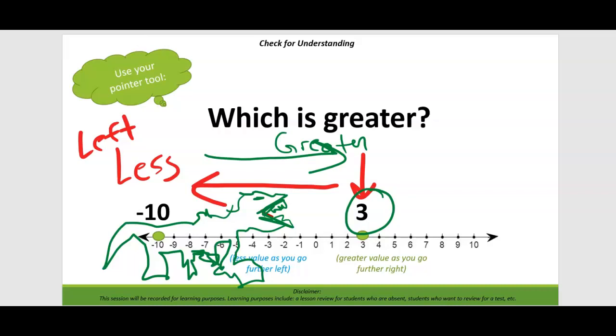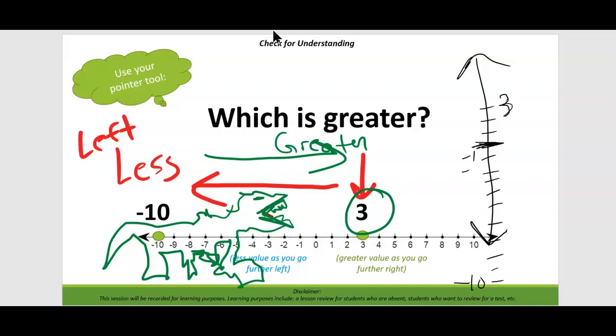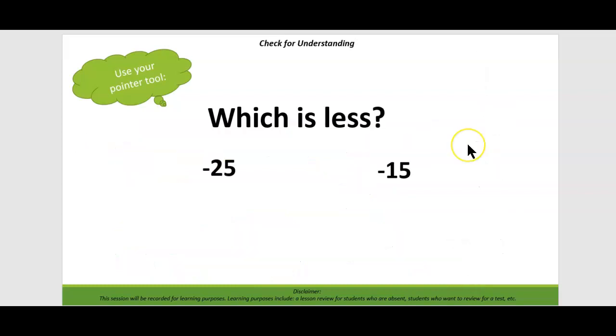But it really starts to make more sense if you take this number line and flip it so it's up and down. This is 1, 2, 3. 3 is going to be here. And 1, 2, 3, 4, 5, 6, 7, 8, 9, 10. -10 is down here. See, it's -1, -2, -3. So you can see it's a lot easier to tell that 3 is greater than -10.